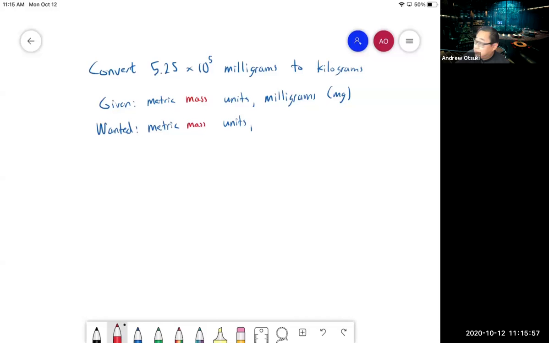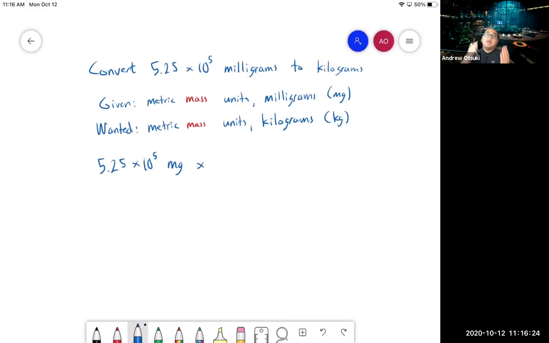Sorry, guys, I don't want to confuse you, but I even got confused myself there. So kilograms. We want kilograms, right? So 5.25 times 10 to the 5th milligrams. So we take milligrams there times 1.